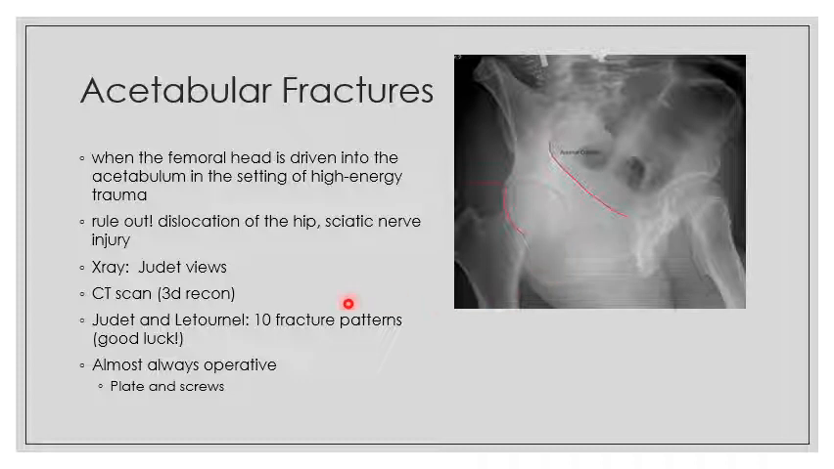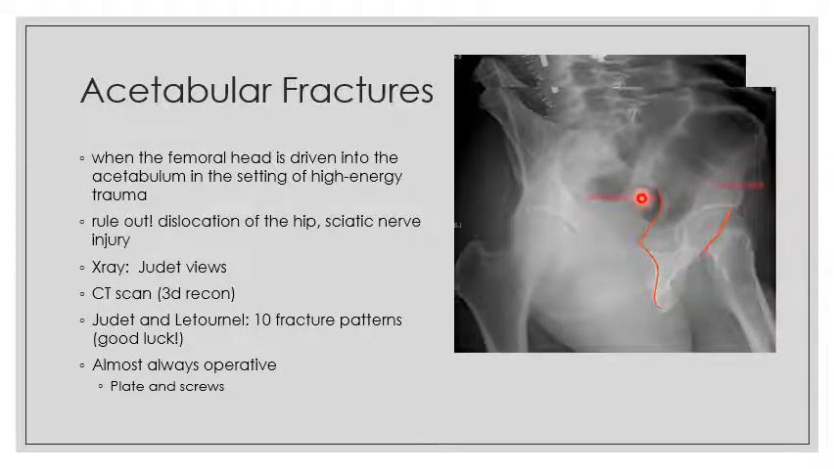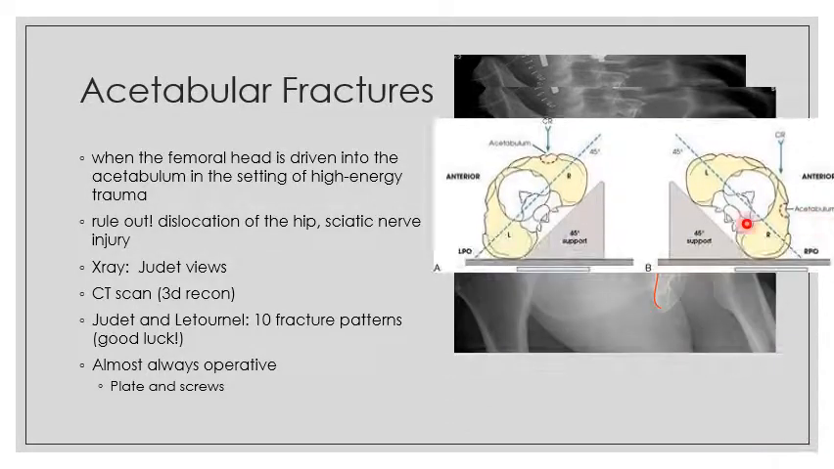So we request for what, Judet views, because you would like to visualize the acetabulum in its entirety. So you have your posterior column and the anterior wall, and this is how you do your Judet views. You ask the patient to tilt using a support. The beam is directed this way. Tilt to the other side. There's the affected area, so you point the beam here.